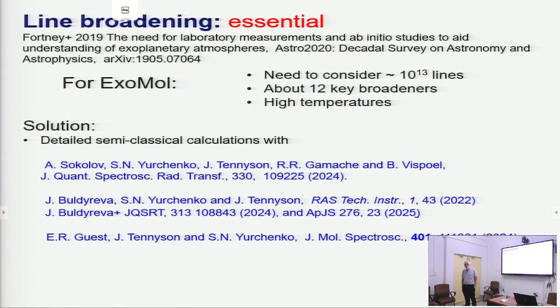We have 12 broadeners and nearly 100 molecules, so you can do the maths yourself. It's not very practical to have 1 man-year per person, per broadener per molecule. We're never going to finish at that rate. Gianna Buldareva had some very approximate methods for doing it, which were easy to use, gave us baseline numbers very quickly.